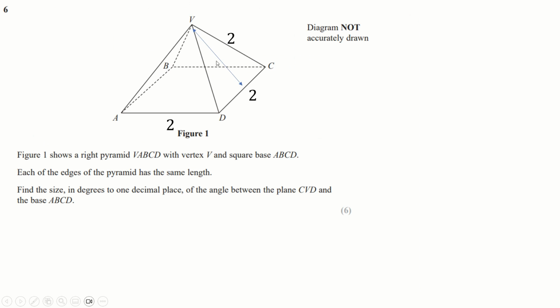Question 6, if I just call all of these side lengths 2, because I can, that means that this length down here is going to be Pythagoras. This length, of course, is 1, so I can just do 2 squared minus 1 squared, which is root 3, and that length is root 3. This length down here, I don't actually need, but this length across is also 1, because it's a half of this length. And now this angle here is the angle between VCD and the base ABCD, which is what I'm being asked for. So now I just do cos inverse of 1 over root 3 in a calculator, and I'll get the answer nice and easily.